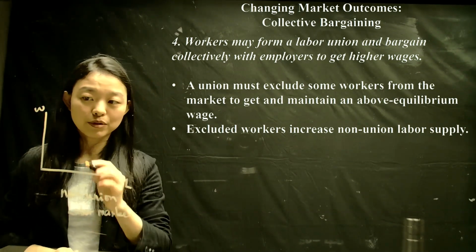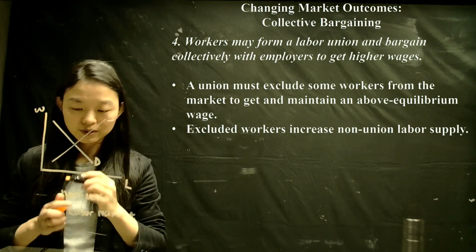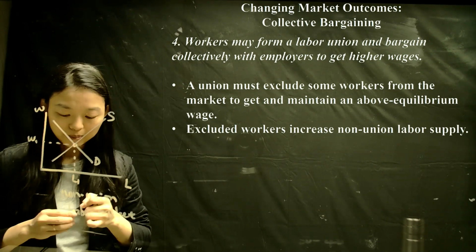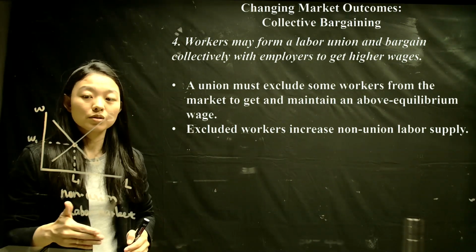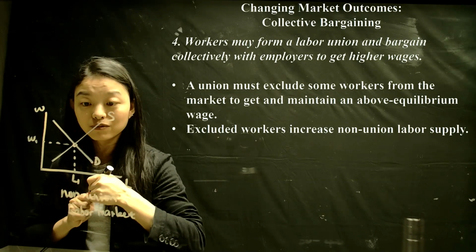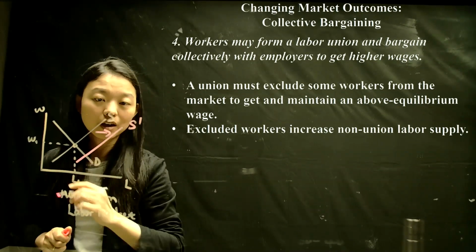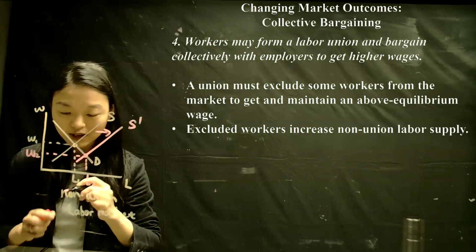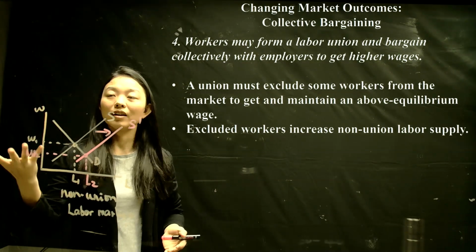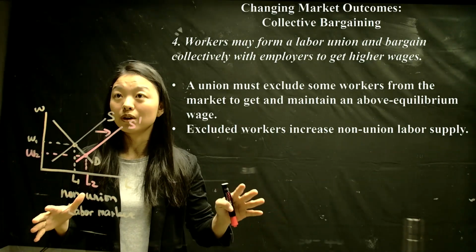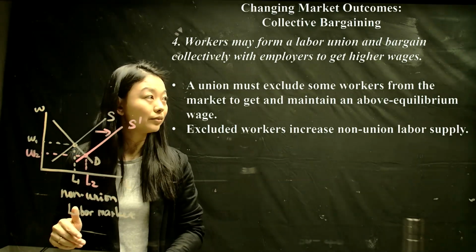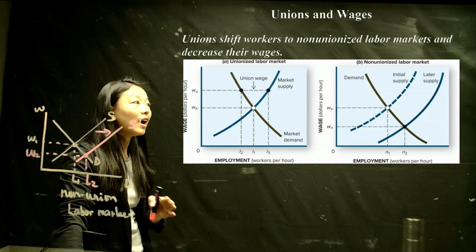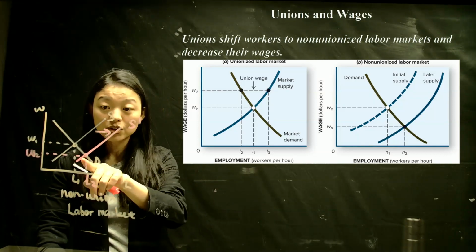This is wages. This is the labor force, demand and supply. Originally, we will have the equilibrium wage and equilibrium quantity. But now the excluded workers will increase the non-union labor supply, which will shift this labor supply curve to the right-hand side and result in a lower wage level. This is what we say: for insiders of the union and outsiders of the union, their wages are very different. So the union will shift workers to the non-unionized labor market and then decrease their wages.